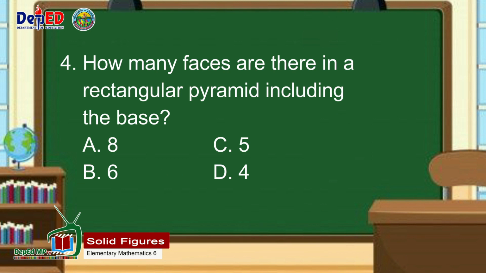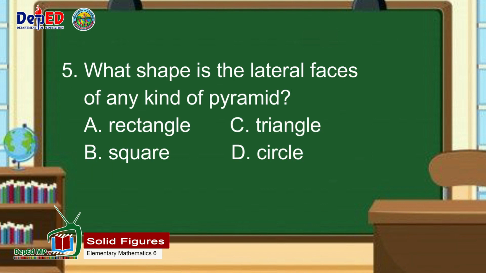Number 4. How many faces are there in a rectangular pyramid including the base? A. 8, B. 6, C. 5, D. 4. And number 5. What shape is the lateral faces of any kind of pyramid? A. Rectangle, B. Square, C. Triangle, and D. Circle.